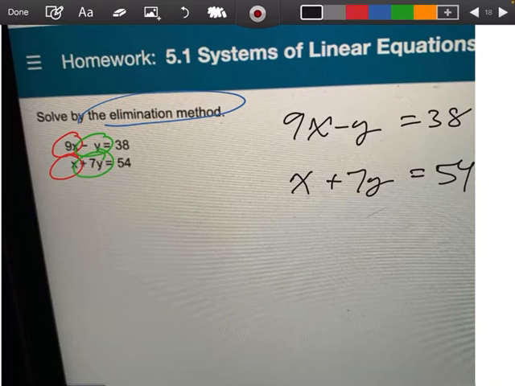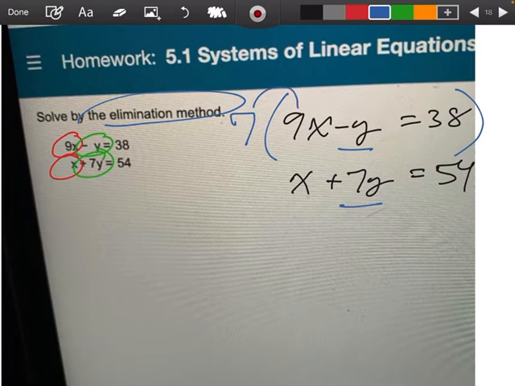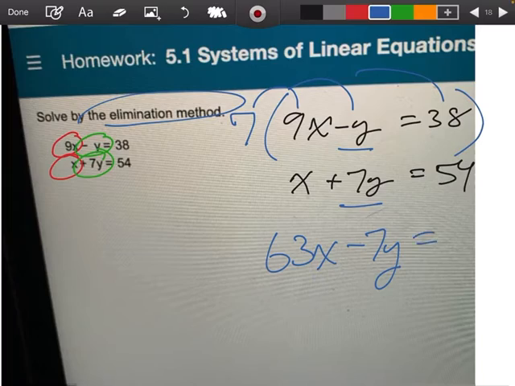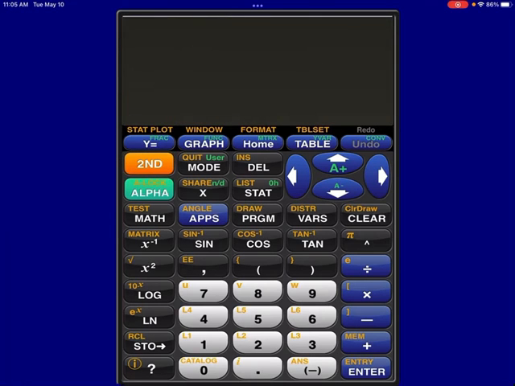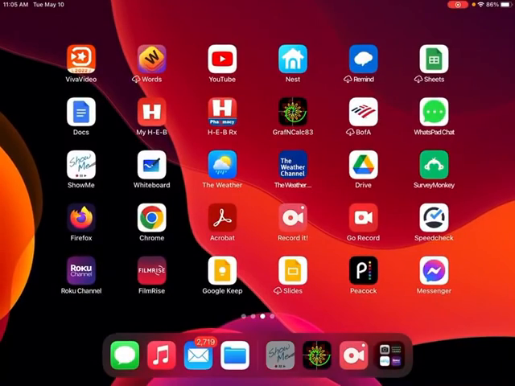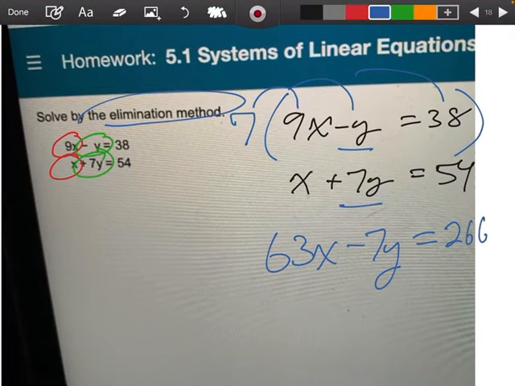Okay, so I'm going to make this up. I'm going to get rid of the y's, okay? So I know that the number in front of this y is a 7. I want this one here to be a negative 7. So what I'm going to do is multiply everything in the top equation by 7. 1, 2, 3. That is going to give me a 63x minus 7y equals, well, whatever 7 times 38 is. Let's clear this out. 7 times 38, 266. Okay, 266.